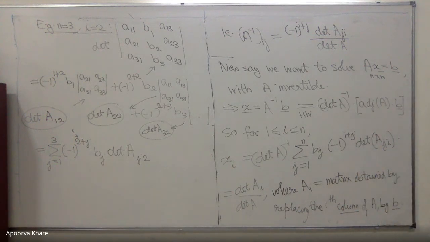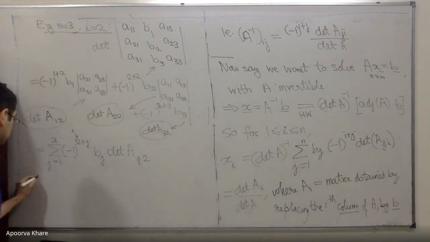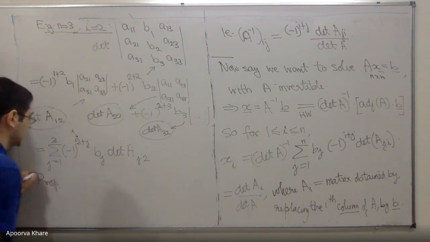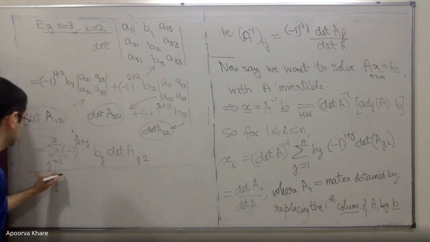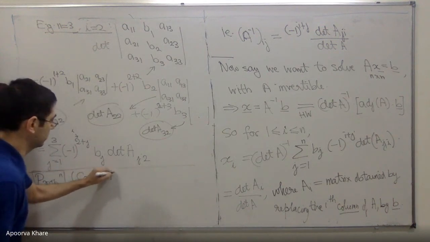By replacing the ith column of A by B. This is Cramer's rule. That's literally Cramer's rule. So, corollary, or the proposition, let's call it a proposition. I'll just say that in general. I mean, you should see a statement of Cramer's rule.